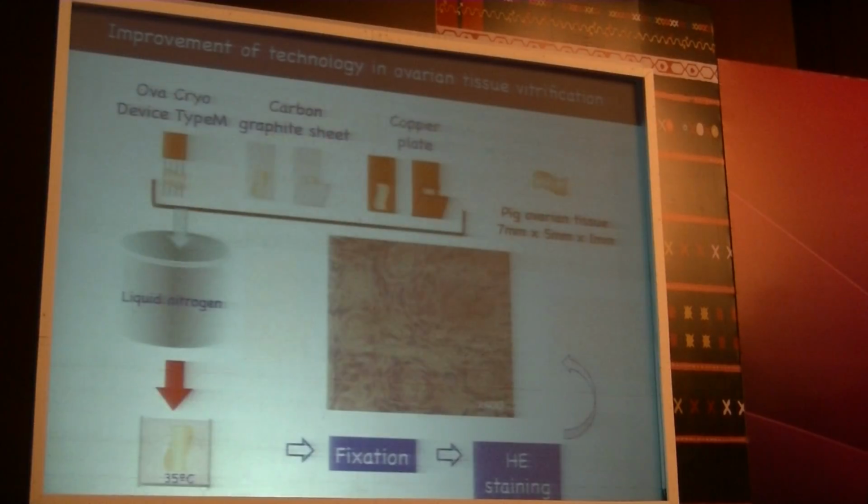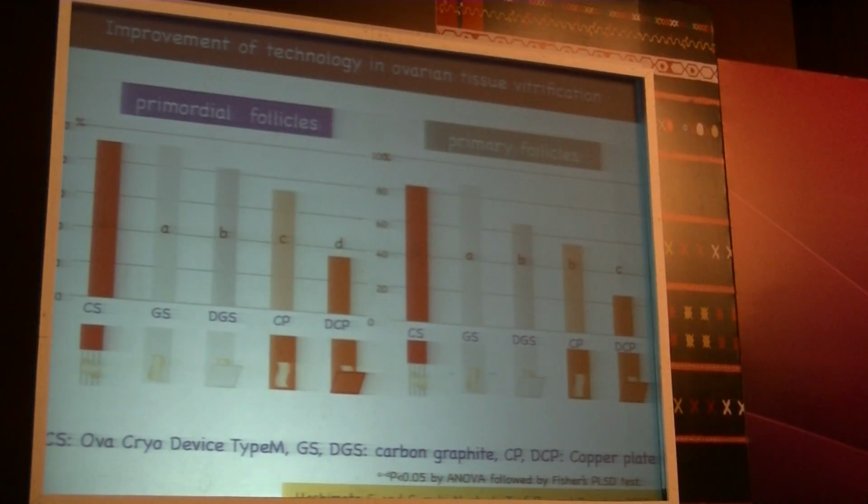Next, vitrification with the cryo support and copper or carbon graphite sheet was performed using pig ovarian tissue. The morphology of the ovarian follicles was investigated after HE staining. The cooling and warming rate with the carbon graphite sheet was significantly higher than those with the copper plate.